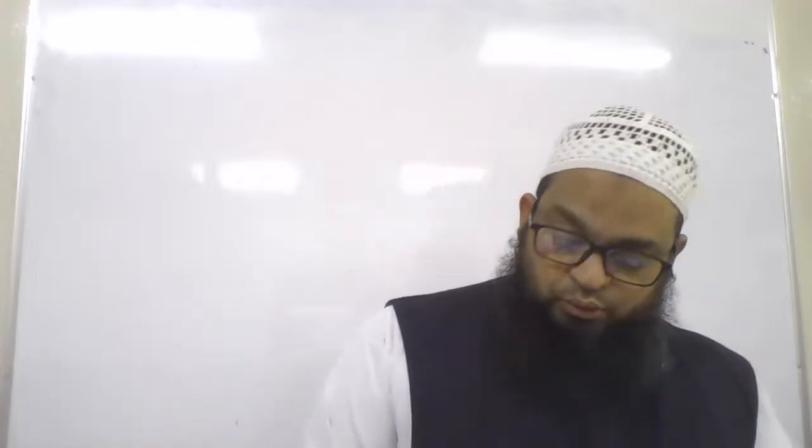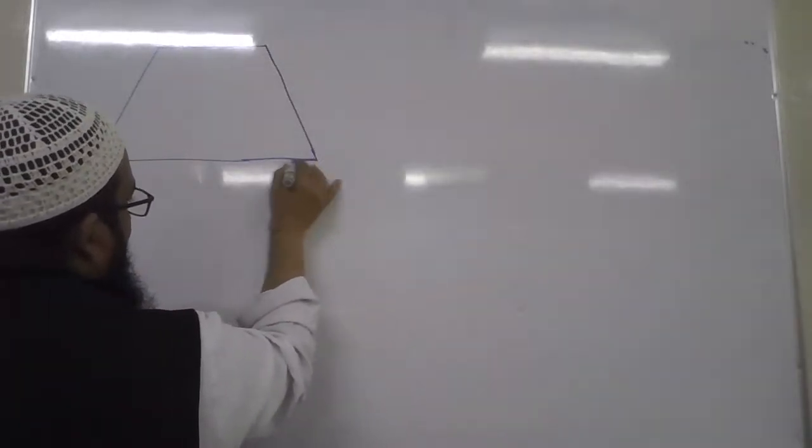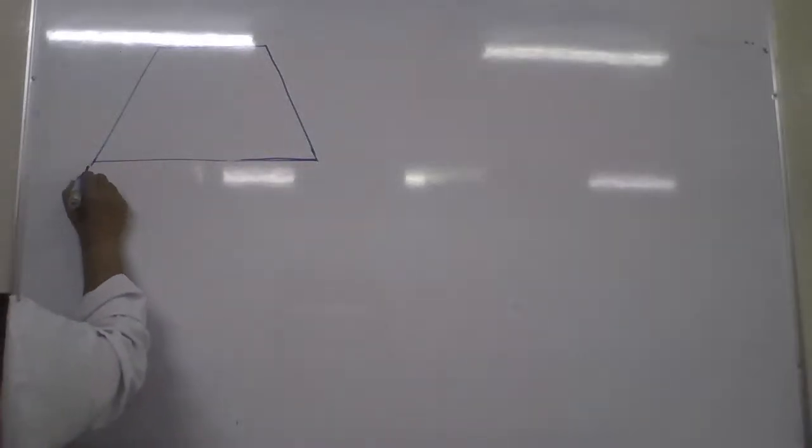Okay, so now let us go to the fourth question of exercise 8.2. One of the important questions. ABCD is a trapezium in which AB is parallel to DC. Trapezium we generally draw like this, right? You can draw anywhere. Let me follow the figure which is given in the textbook. A, B, C, D. It is a trapezium.